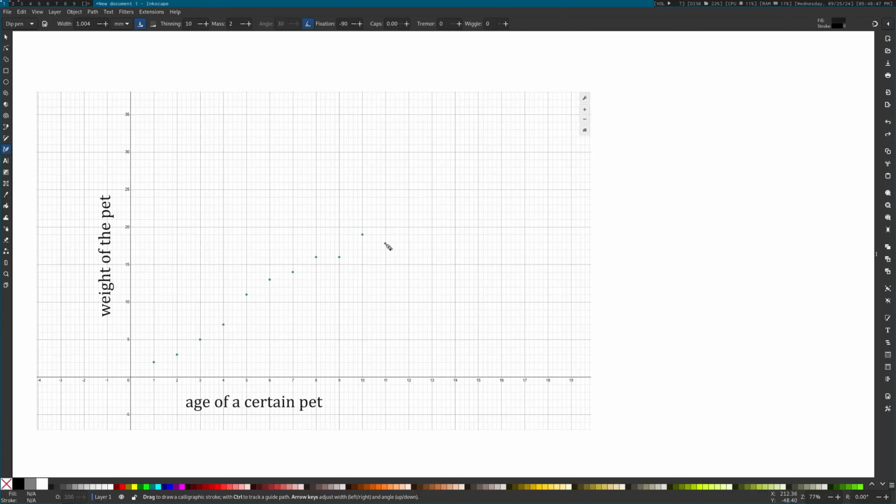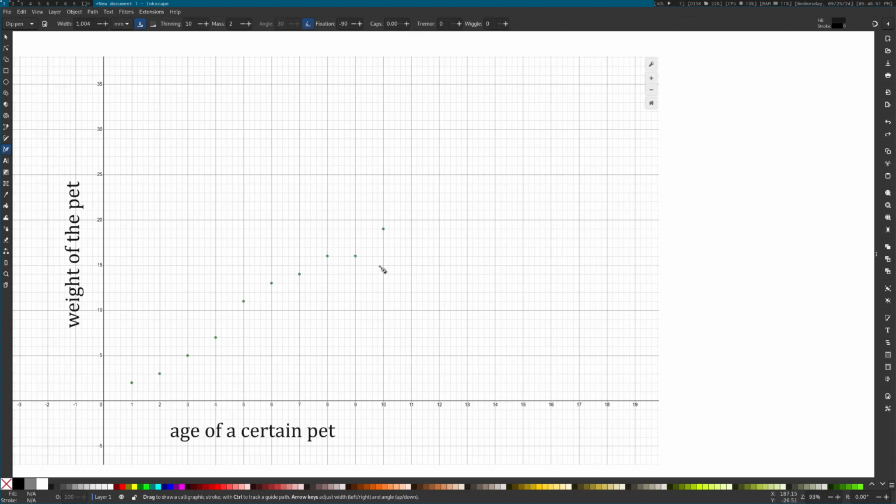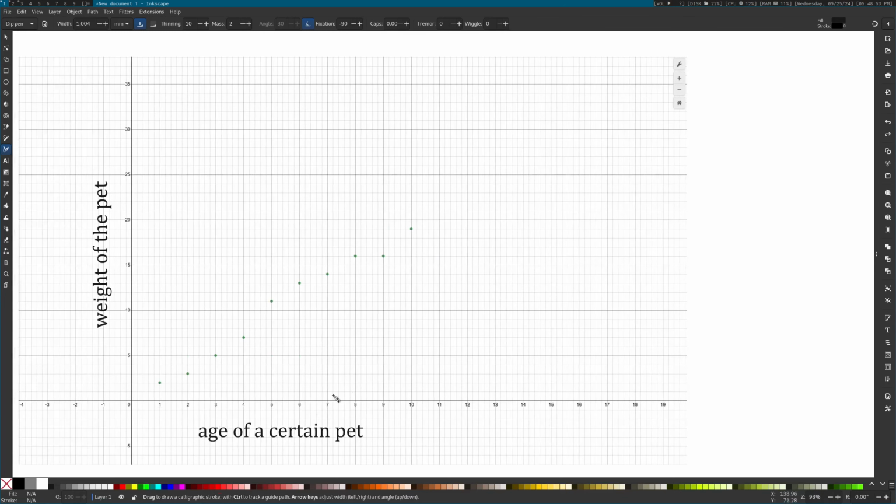In this video, I'll be showing you the basic idea of a regression. So let's say you've got these data points here. The x coordinates are the age of a certain pet. Let's say you work at a pet clinic and you log this information. And you have the weight of a pet.